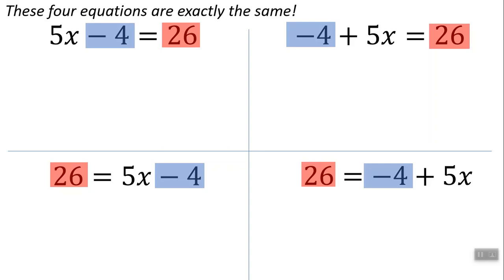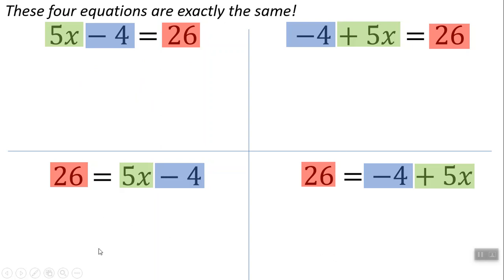And all of these equations have a 5x term. Notice how I'm including the positive in front of that 5x. Even though on this first one it doesn't have a plus sign in front of it, you could have a plus sign in front of it. Now for this problem, this top left one is the one that's most familiar to kids. But all these others are exactly the same.